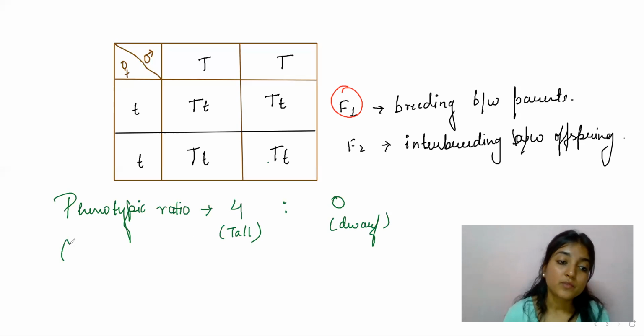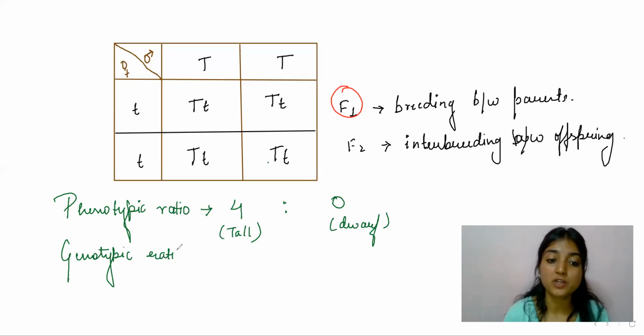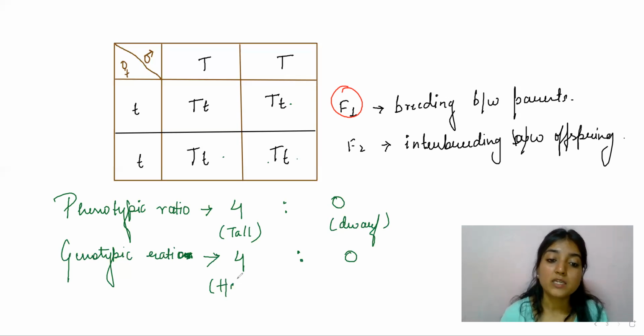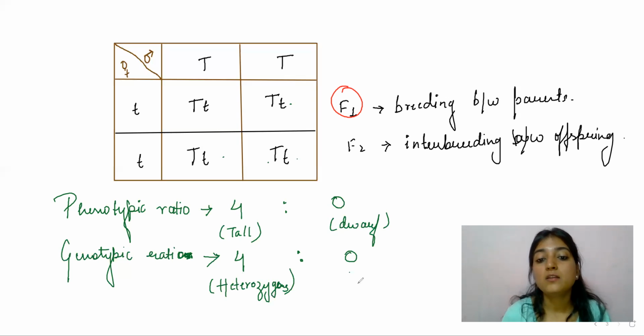Now the genotypic ratio. I already told you the meaning of genotype: it is the genetic makeup of an organism. So this is heterozygous, this is heterozygous, and this one and this one are also heterozygous. So there are 4 heterozygous with no homozygous. That's why the ratio is 4 is to 0, where the 4 is heterozygous and none of them are homozygous.